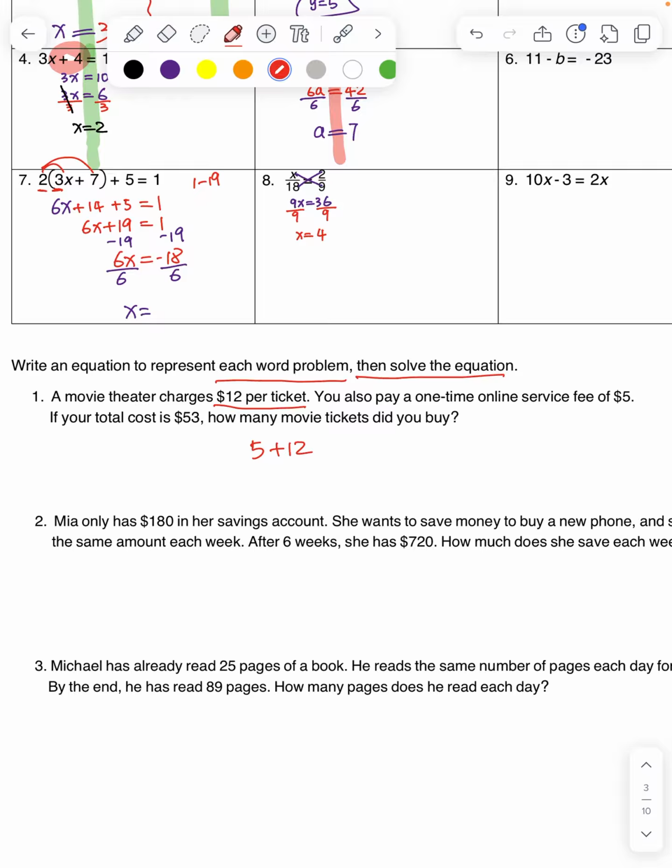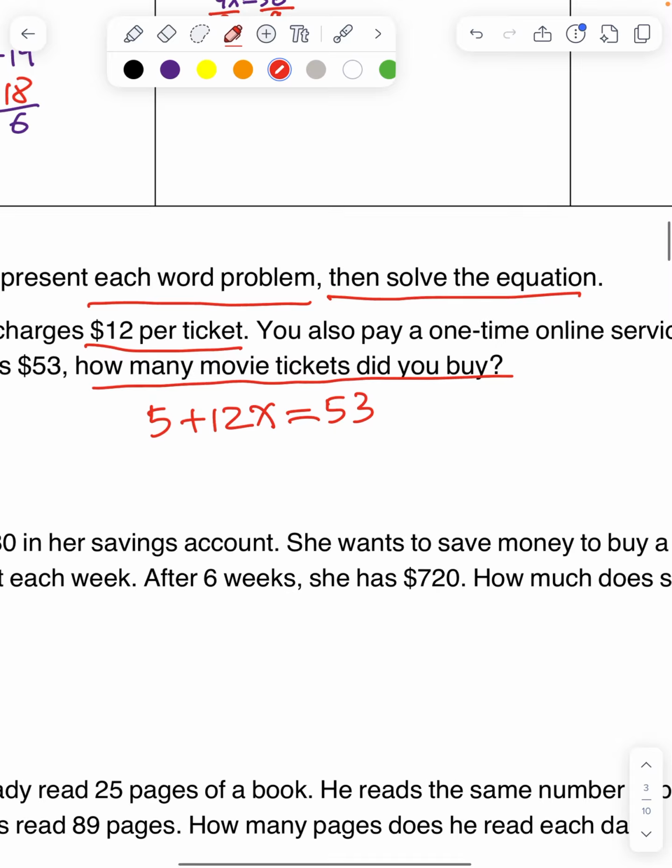So 12, how many tickets? We don't know. Maybe 1, maybe 2. If it's 1, just 12 times 1. If it's 2 tickets, 12 times 2, right? But how many movie tickets did you buy? We don't know. How many? X. So 12 times X. Your total cost is 53. So we're going to solve this.